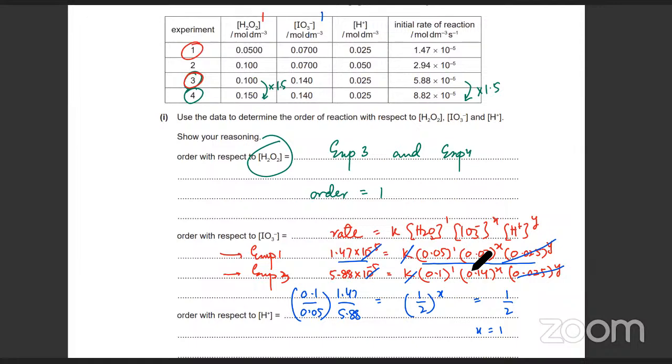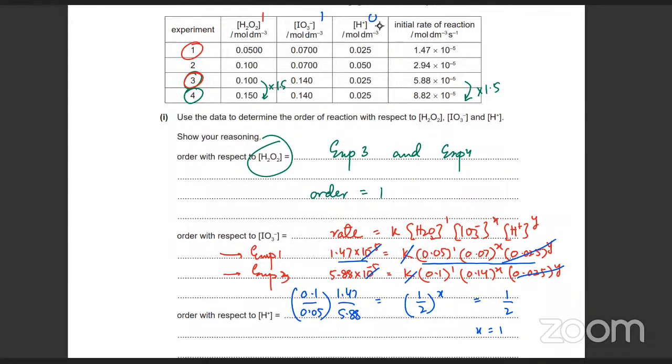Now order with respect to H+, let's do that last one directly. Let's compare 1 and 2, right? So this is order 1. Also you can plug in experiment 1 and experiment 2, either substitute the k from the first into the second, or just divide the two equations, and you'll figure this out. But directly, this doubled, so you know it's order 1, right? So the rate doubles, 1.47 becomes 2.94. But this is also doubling, yet there's no further doubling on the other side. So that means this is order 0.